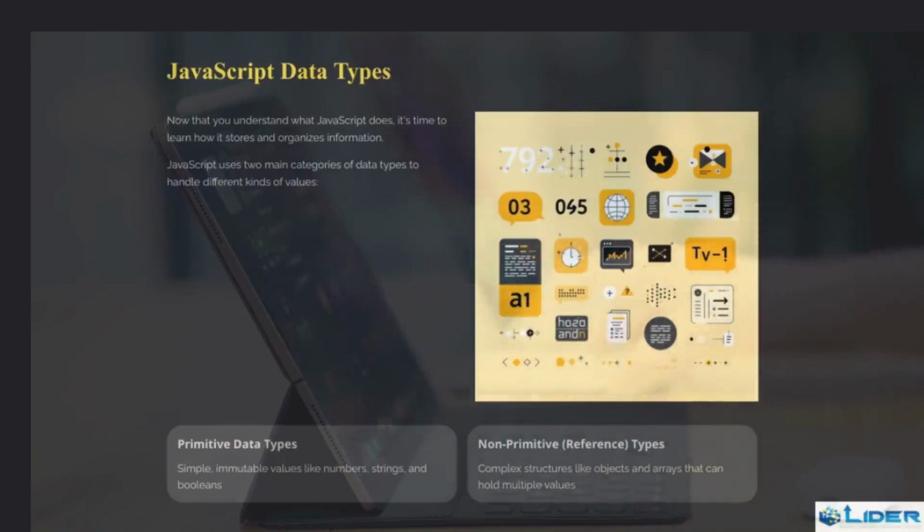Now that you understand what JavaScript does with these data types, it's time to explore how it stores and organizes all this information behind the scenes.